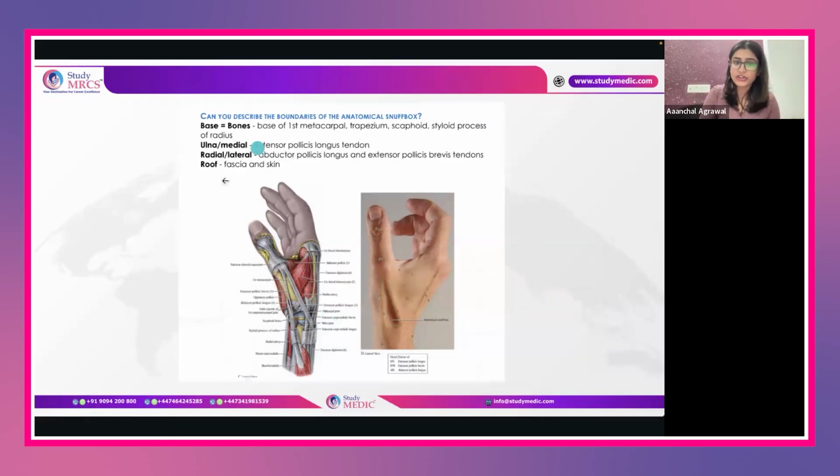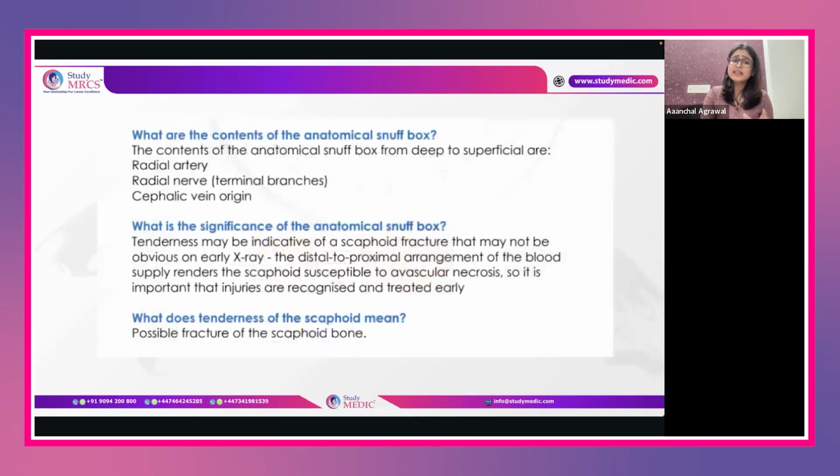So let's first see the boundaries. The lateral boundary, or the radial boundary, is formed by what? Abductor pollicis longus and extensor pollicis brevis. And the medial boundary is formed by the extensor pollicis longus tendon. In the content, we have radial artery, the radial nerve, the cephalic vein, and also two more muscles that are mostly on the floor of the anatomical snuffbox. What are those two muscles? Extensor carpi radialis longus and extensor carpi radialis brevis.